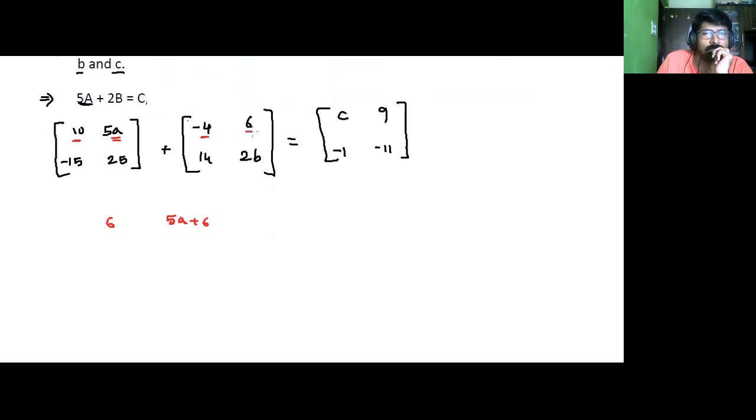Row 1 column 1 of both the matrices. We've added row 1 and column 2, row 1 and column 2. We added this entry with this. Now minus 15 and 14, that will become minus 1. And then 25 and 2b. If I add this 25 plus 2b, it will get something like this. So this is our left hand side addition.